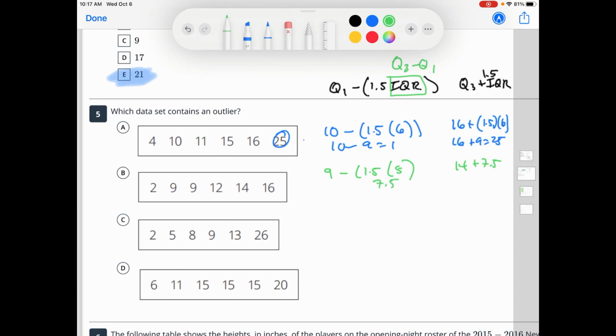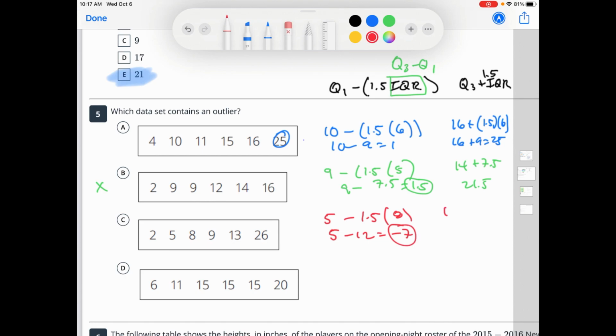So anything below 1.5 and anything above 21.5. There's none of those right there. Let's go to C, which is list 3. My Q1 value is 5 minus 1.5 times the IQR, so 13 minus 5 is 8. Put that in my calculator. That gives me 12. So 5 minus 12 is negative 7.